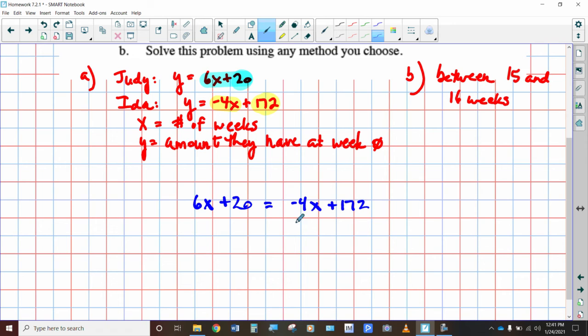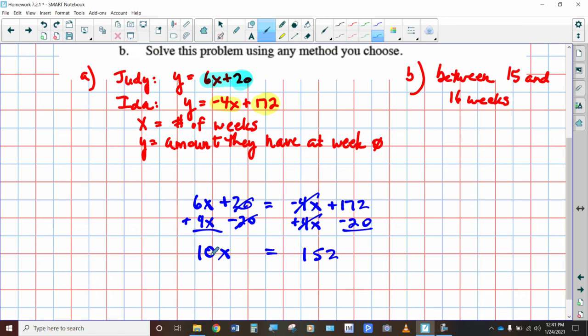So the first thing I will do is add 4X to each side to get rid of the 4X on the right because we want to solve for X. That gives us 10X on the left. And then I will take away 20 from each side to clear out the constant on the left side, and that's going to give me 152.